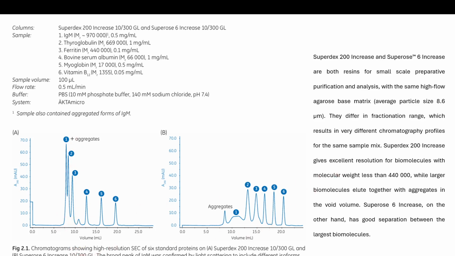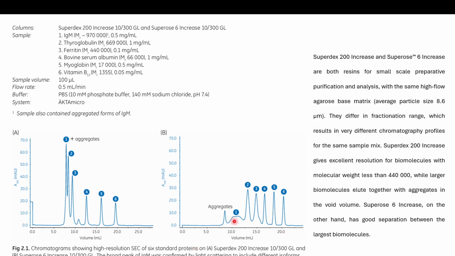But the other one, Superose 6 increase, on the other hand, has good separation between the largest biomolecules. See the 1, 2, 3 here, the separation is quite good as compared to this one. I was talking about fractionation. When you are collecting the eluted fractions, suppose 1 ml fractions, this is coming out first. Now 1 ml of that fraction will have all three together. But you are not interested in all three, you want the third component, suppose.